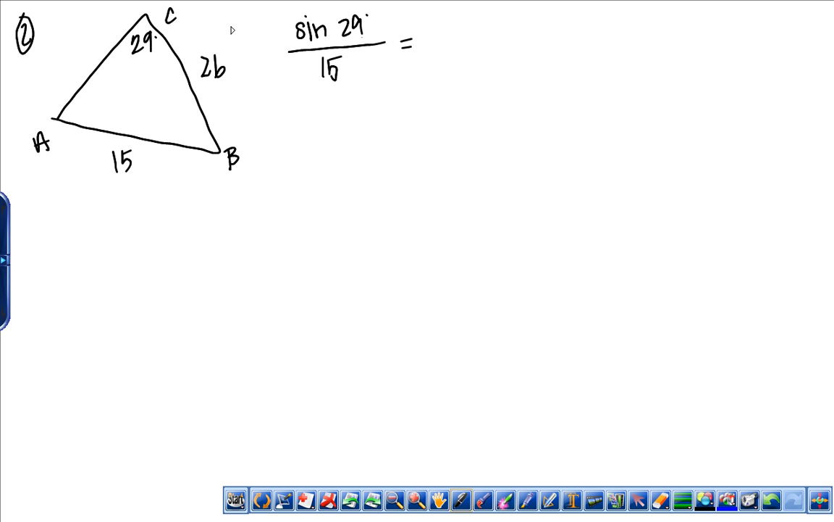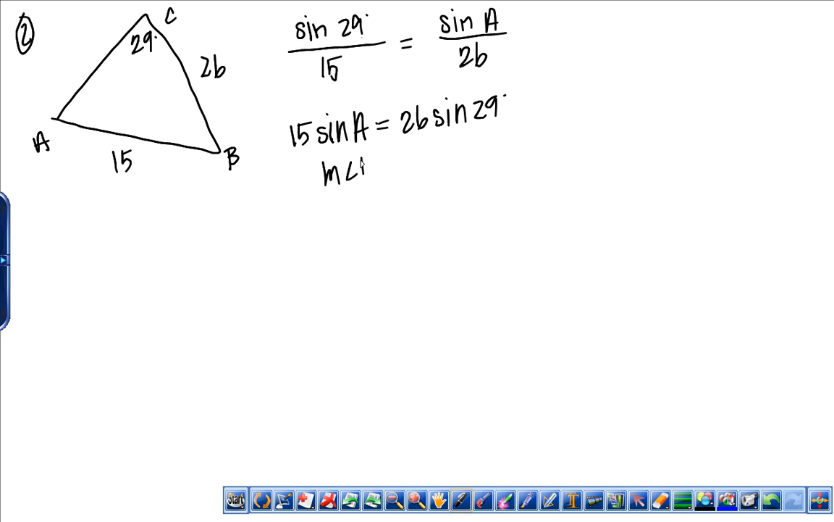And this is what a lot of people try to do. Since I have this side, I'm going to say sine of angle A over its opposite side, which is 26. Cross multiply. That's going to give me 15 sine A, and then that gives me 26 sine 29 degrees. So if I were to solve, using the inverse sine, that gives me the measure of angle A is 57.176 degrees. Let's look at this.